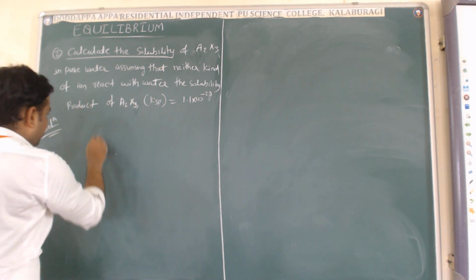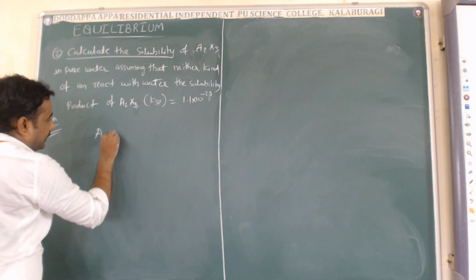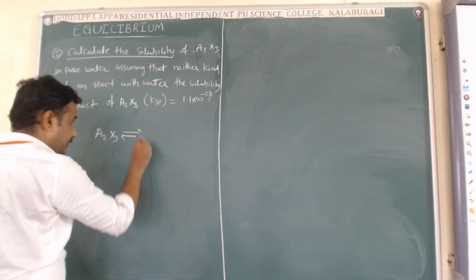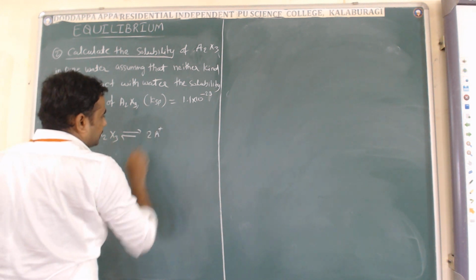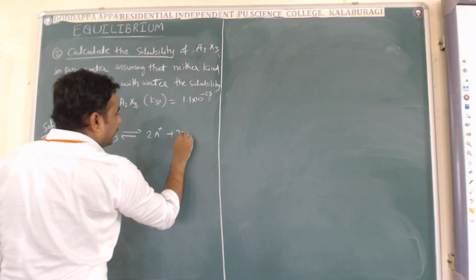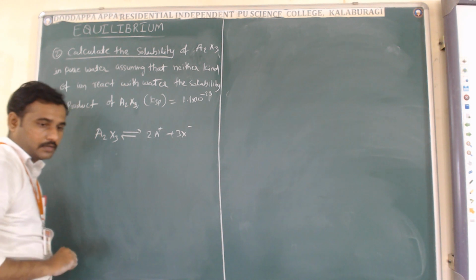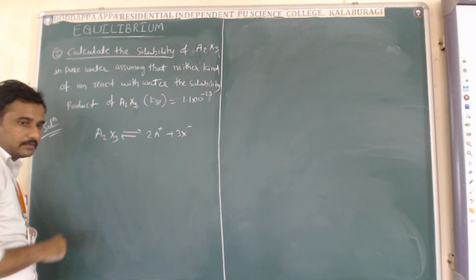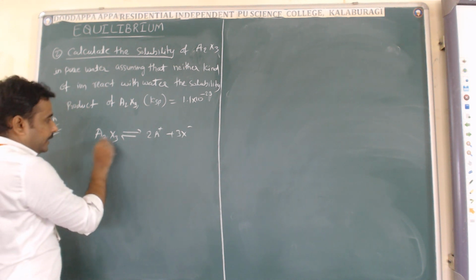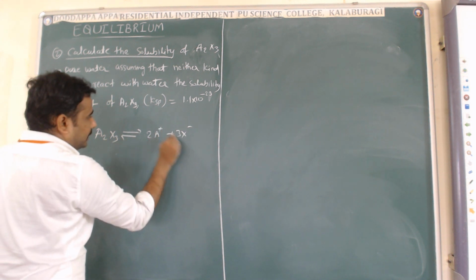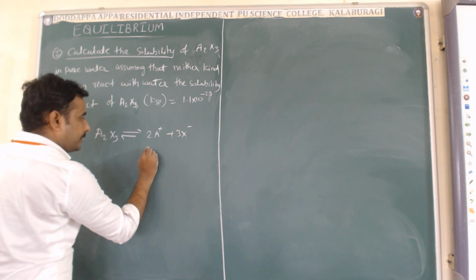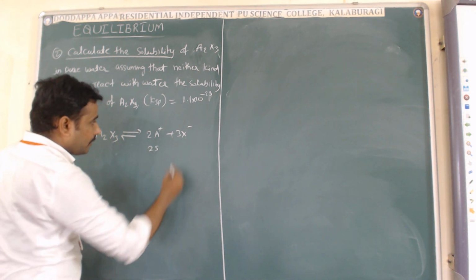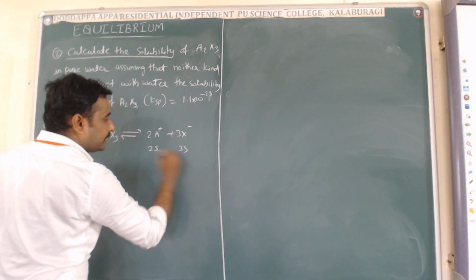Okay. So first we have to write down A2X3. When it is undergoing the dissociation, how is it dissociating? It gives 2A plus and 3X minus. In the same manner, you have to write it down as we saw in the last problems. So A2X3 means 2A plus and 3X minus here. How many S is coming here? 2S is coming. 2A means 2S. 3X means you have to write down 3S here.